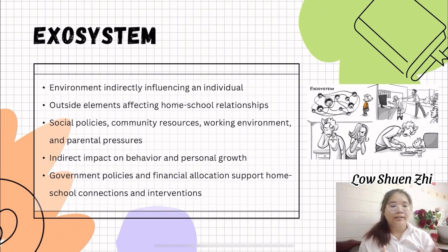This could also mean that there are outside environmental elements influencing how home and school are related. In the book Conjoint Behavioral Consultation: Promoting Family-School Connection and Intervention, it states that social policies, community resources, the working environment, and pressure faced by parents are some examples of these issues. Despite not being directly involved in people's everyday activities, these elements nevertheless have an indirect impact on behavior and personal growth. For instance, in order to support successful home-school connections and interventions, government policies and financial allocations are also essential.